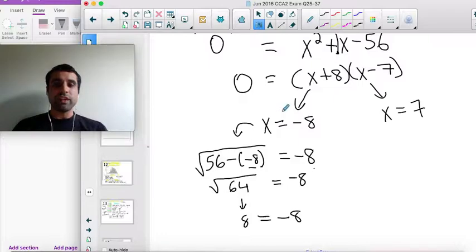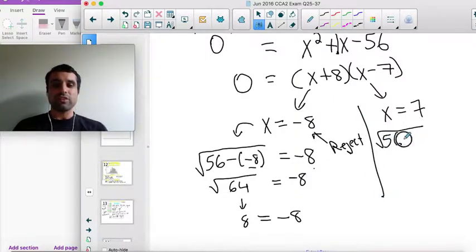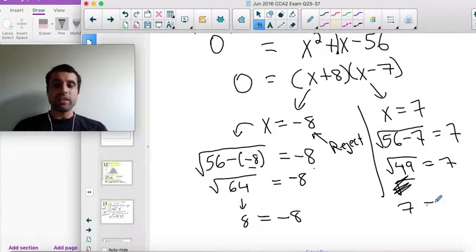So x equals -8 is rejected. We cannot accept this solution because it's extraneous. So we're going to check 7. Remember, it was the square root of 56 minus x equals x. So I substitute 7 for x. The square root of 56 minus 7 is the square root of 49, which is just equal to 7. And we get 7 equals 7. So our solution is x equals 7, just like we saw before.